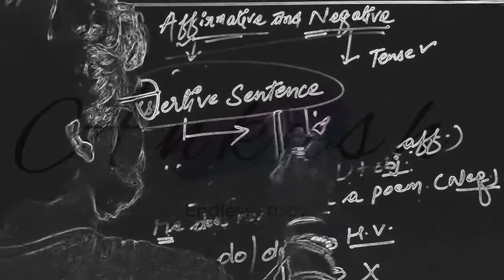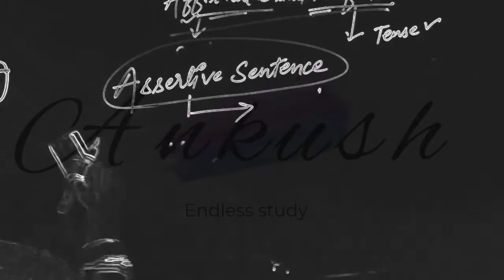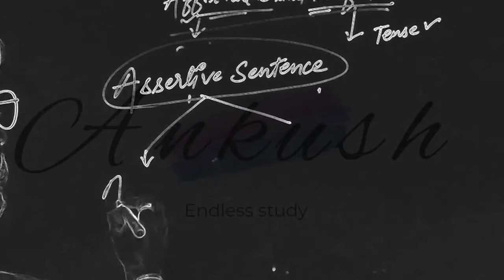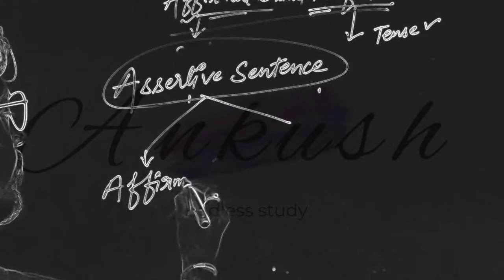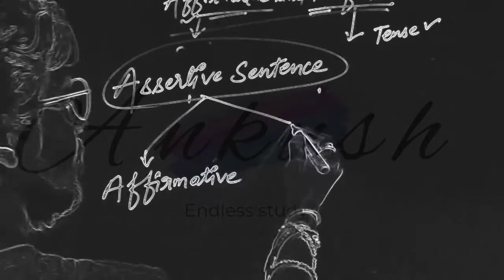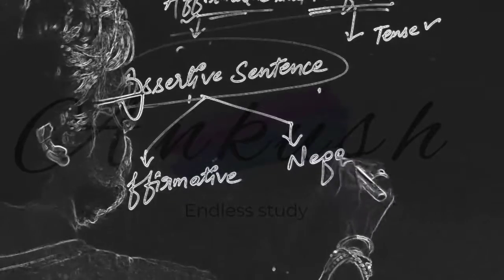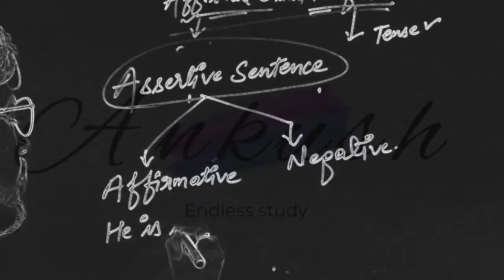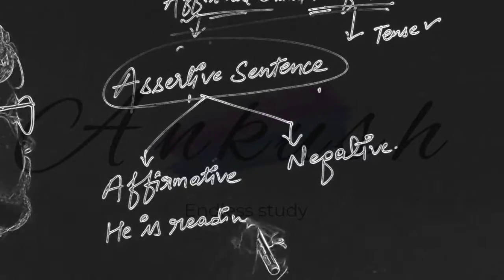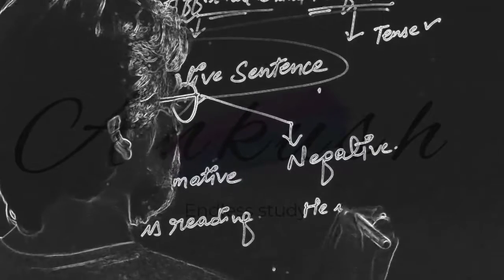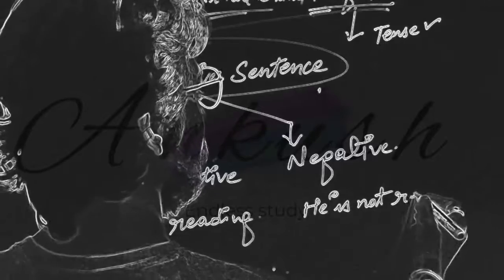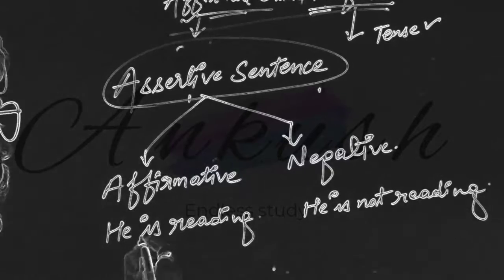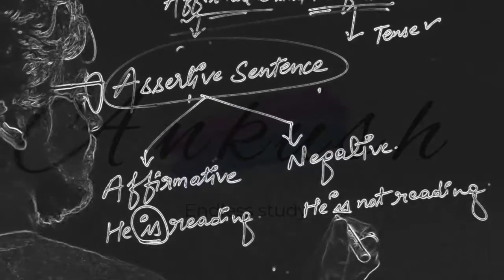So, we were talking about that affirmative and negative are the parts of assertive sentence. Assertive sentence has two parts. The first one is affirmative and the second one is negative. We took one example also, like he is reading, and negative, he is not reading.